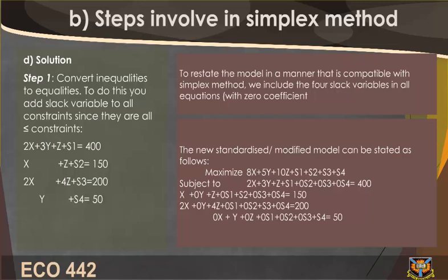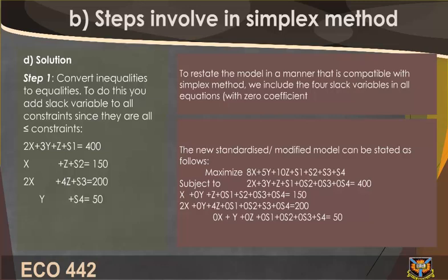To restate the model in a manner that is compatible with the simplex method, we include the four slack variables in all equations with 0 coefficients. The new standardized modified model can be stated as follows. Maximize 8x plus 5y plus 10z plus s1 plus s2 plus s3 plus s4.